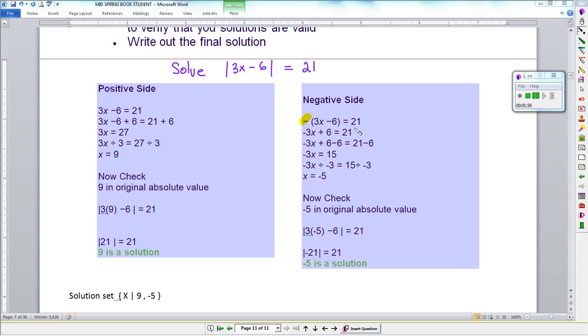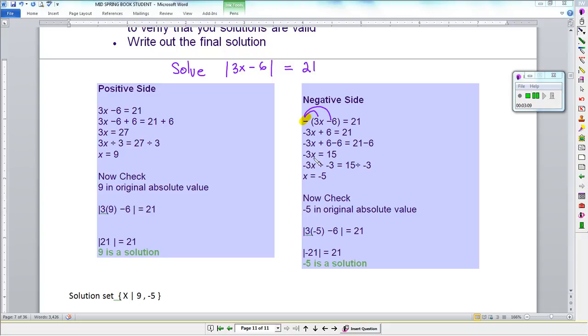Now let's move to the negative side. So we have the negative sign in front of 3x minus 6. Make sure we put the parentheses, because we mean negative 1 times the binomial 3x minus 6 equals 21. And now we distribute the negative 1. Negative 1 times 3x is negative 3x. Negative 1 times negative 6 is positive 6. So we have negative 3x plus 6 equals 21. Now we cancel the 6, so we subtract 6 from the left side and also from the right side. So we have negative 3x equals 15.